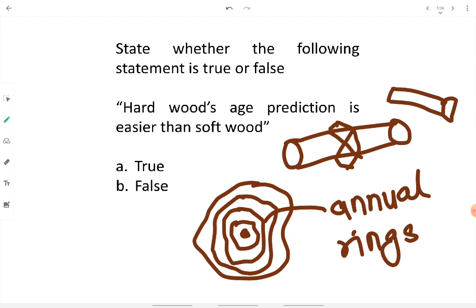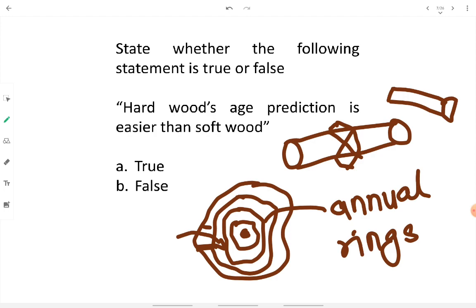Now let's see the matter regarding hardwood and softwood's age prediction. See, softwood's growth is fast. They grow in bulk in a very fast manner, that's why their annual rings are easily distinguishable. The separation between each annual ring layer is easily visible.